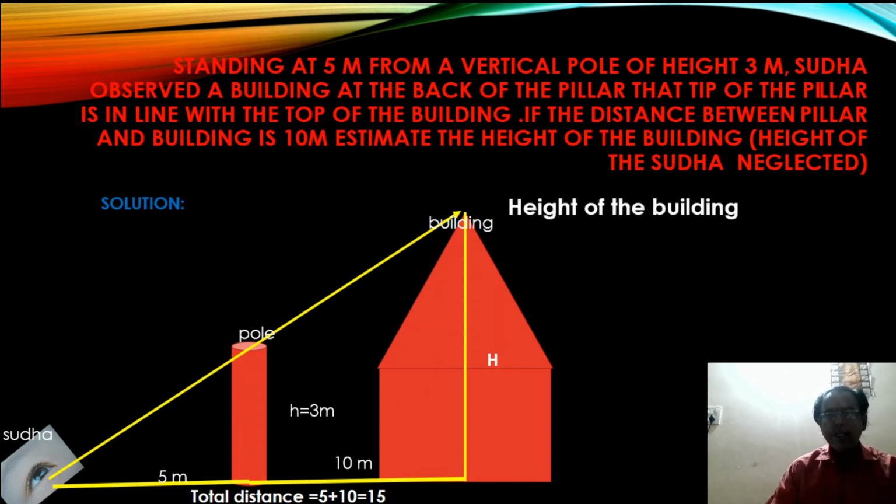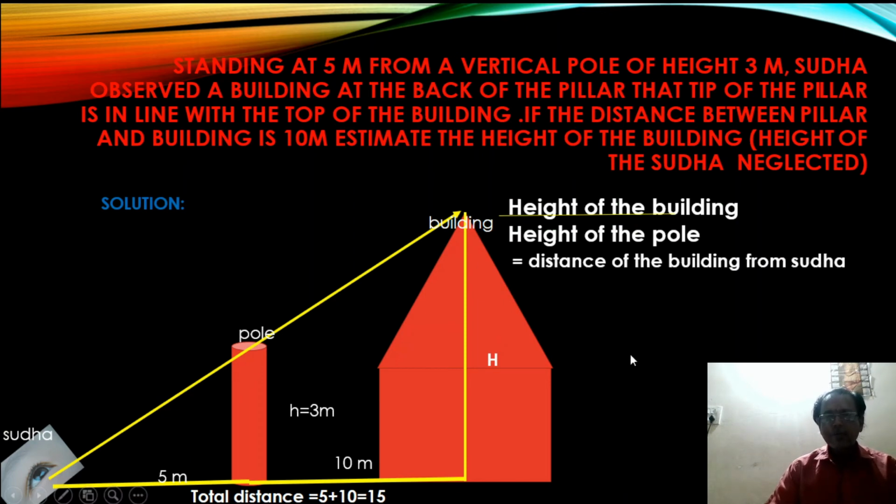Height of the building divided by height of the pole. The ratio of these two heights must be equal to the distance of the building from Sudha divided by the distance of the pole from Sudha. By this ratio we can easily find the height of the building. Children, we have to write like this compulsorily.